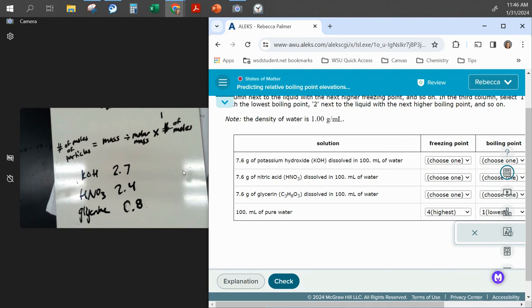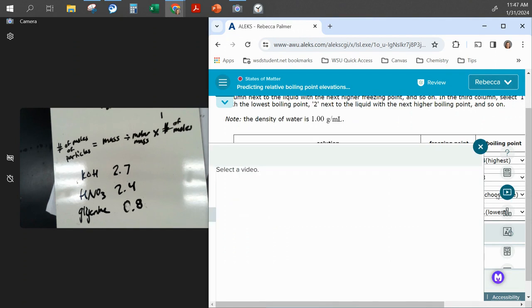This is the biggest value, so it's going to have the biggest effect. So this is going to be the furthest from water. It's going to have the highest boiling point. And then the next one is nitric acid. Oh, is this going to be in order? I've never seen this. Is this going to be wrong? This one's going to have the second highest, lowest freezing point. And it's going to be the third different boiling point from water. And then this one's going to be the last one. It's going to be the closest to water in freezing point and boiling point.